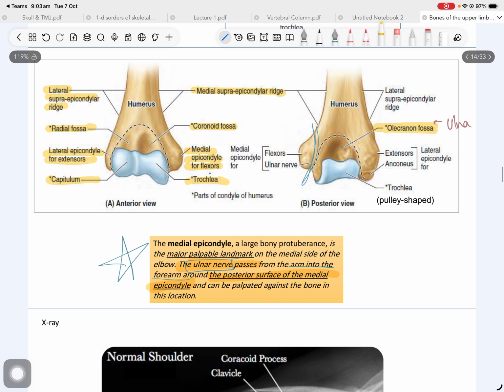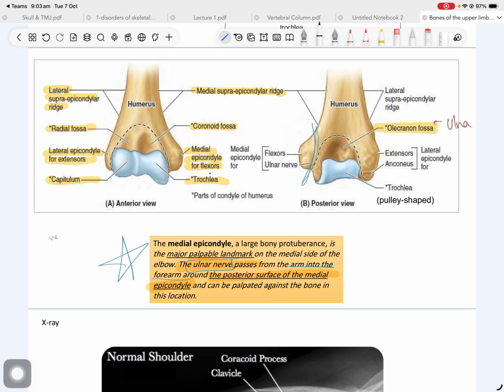Okay? So what are the nerves related to the humerus? First, at the surgical neck, what do we have? The axillary nerve. In the spiral groove, the radial nerve. Behind the medial epicondyle, the ulnar nerve. So these structures are very important to know. Okay?